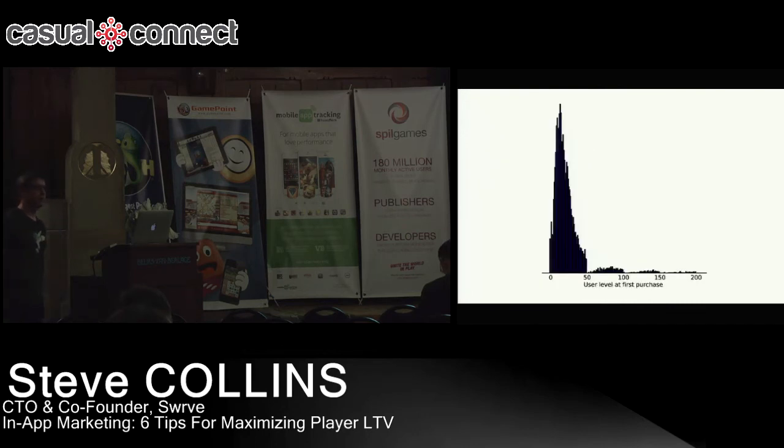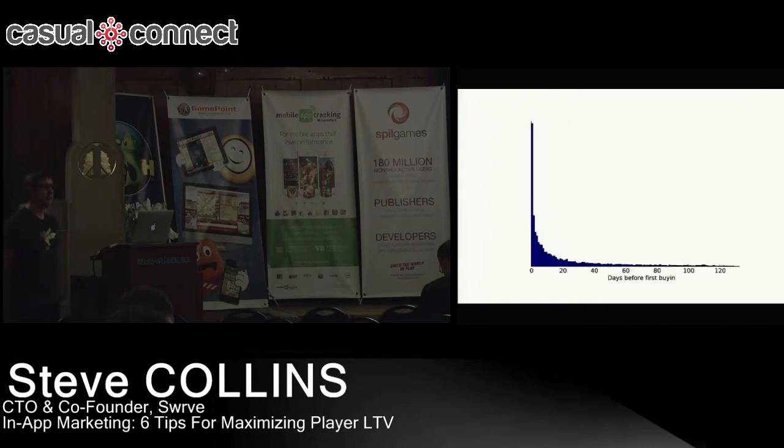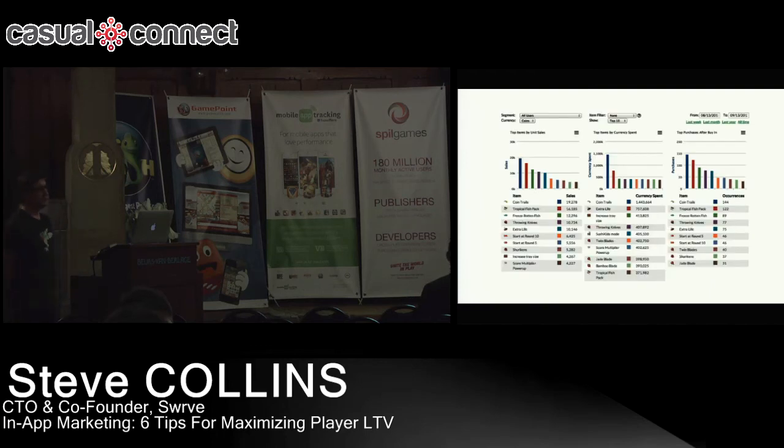Here's an example of a game showing the level players are at before they initiated that first purchase. You can see it's heavily skewed towards the first 20 or 30 levels, but you'll also see that some players will play for ages, never converting and grinding away, but eventually will convert, so don't lose hope. Similarly, the days before first buy-in are heavily skewed towards the left-hand side, the early stages. But again, players can play a game for hundreds of days before ever actually converting. So make sure you know what's causing players to convert.